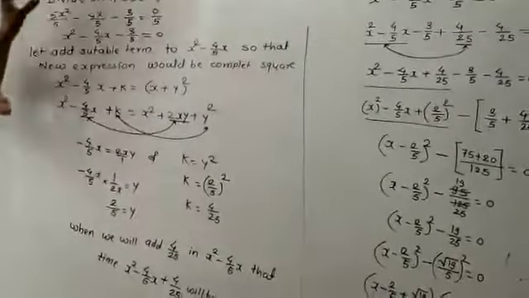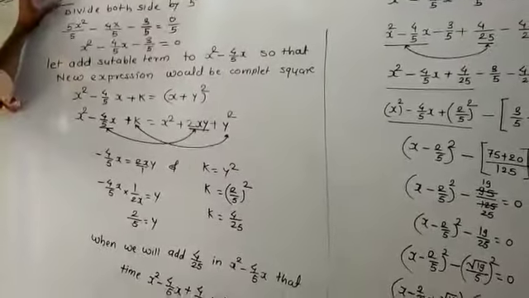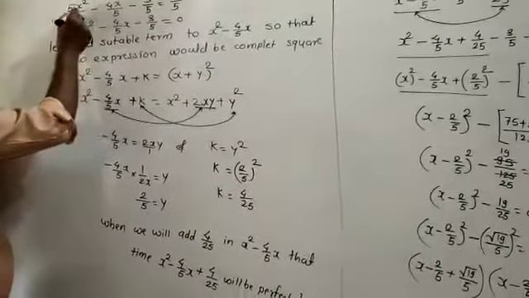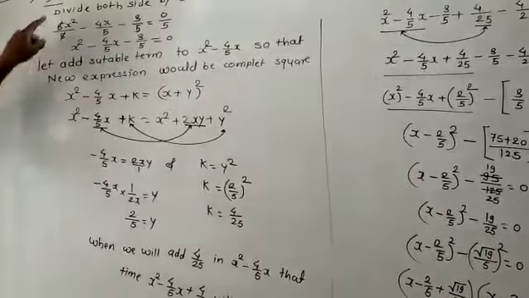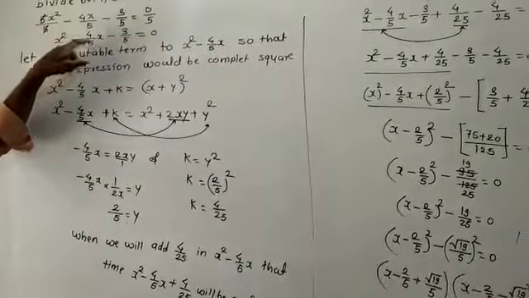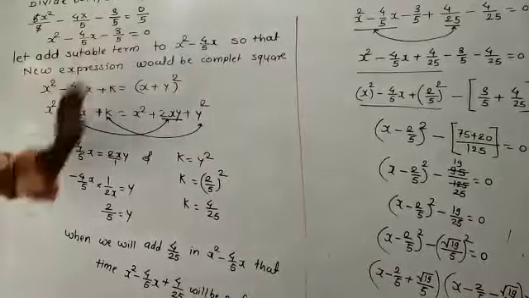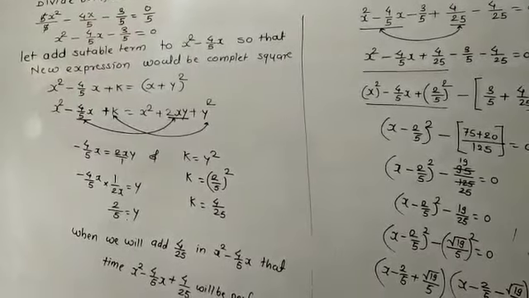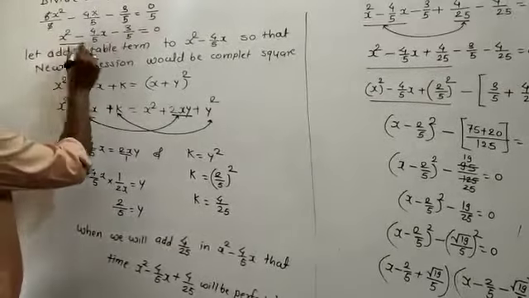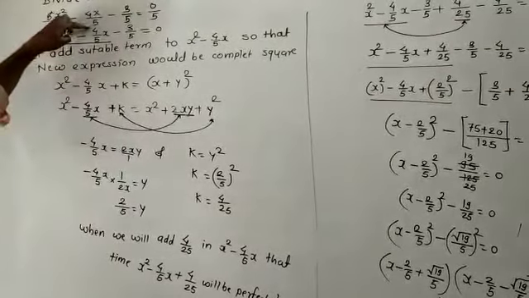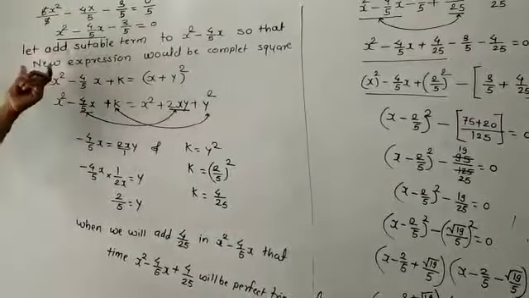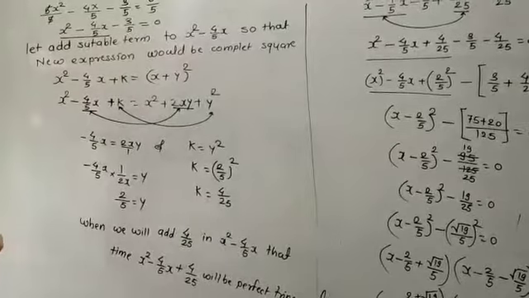You have to make this coefficient of square term as 1. That's why divide both sides by 5. After dividing both sides by 5, you have to strike this 5. At that time, this will come 1x square minus 4 upon 5x minus 3 upon 5 is equal to 0. Then let us add a suitable term to x square minus 4 upon 5x so that the new expression will be the complete square term.